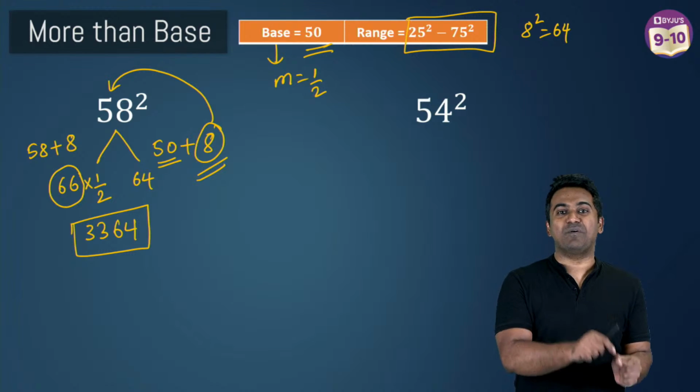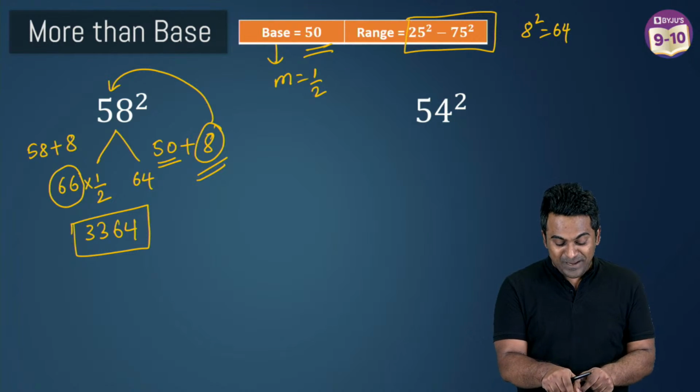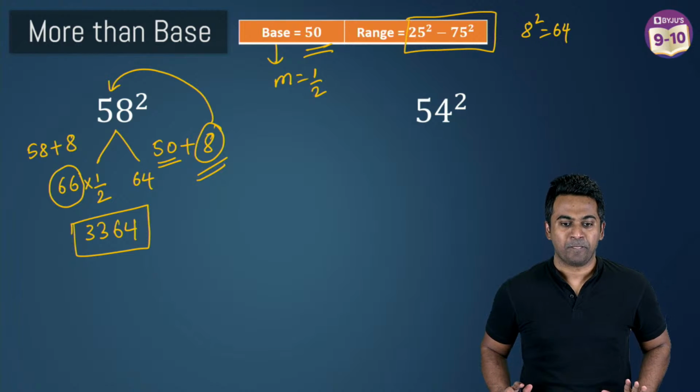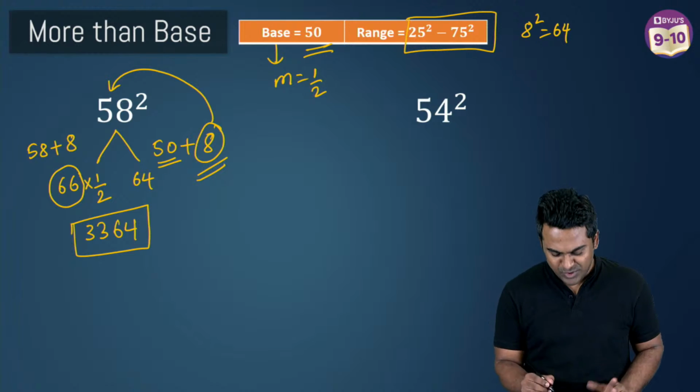Okay? It's just that we were multiplying it with 1, because the multiplier for 100 is 1. Have you understood it? Come on, let's solve one more and I'm sure you will understand it.